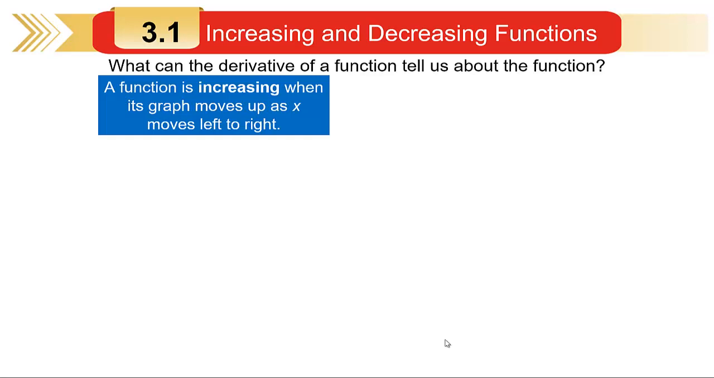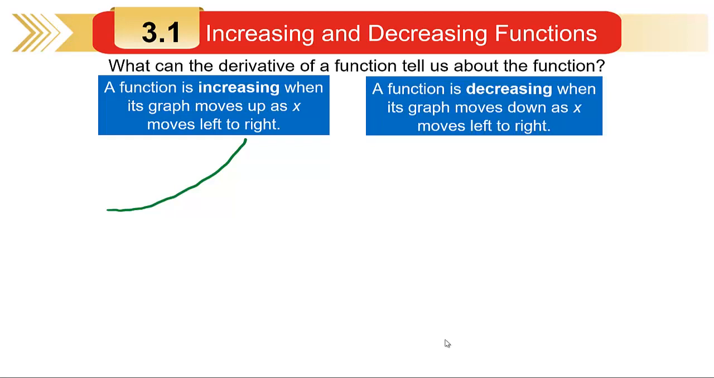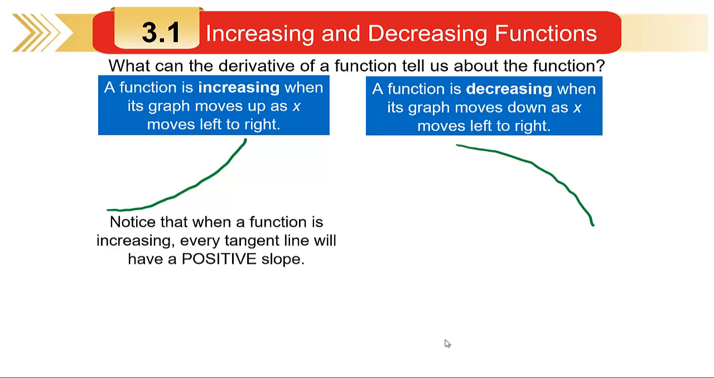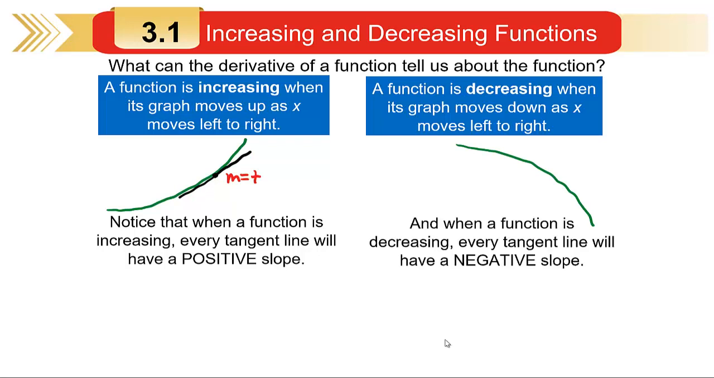A function is increasing when its graph moves up as x goes from left to right, like so. And a function is decreasing when its graph moves down as x moves left to right, like so. And we already know that when a function is increasing, every tangent line will have a positive slope, like so. And when a function is decreasing, every tangent line will have a negative slope, like so.